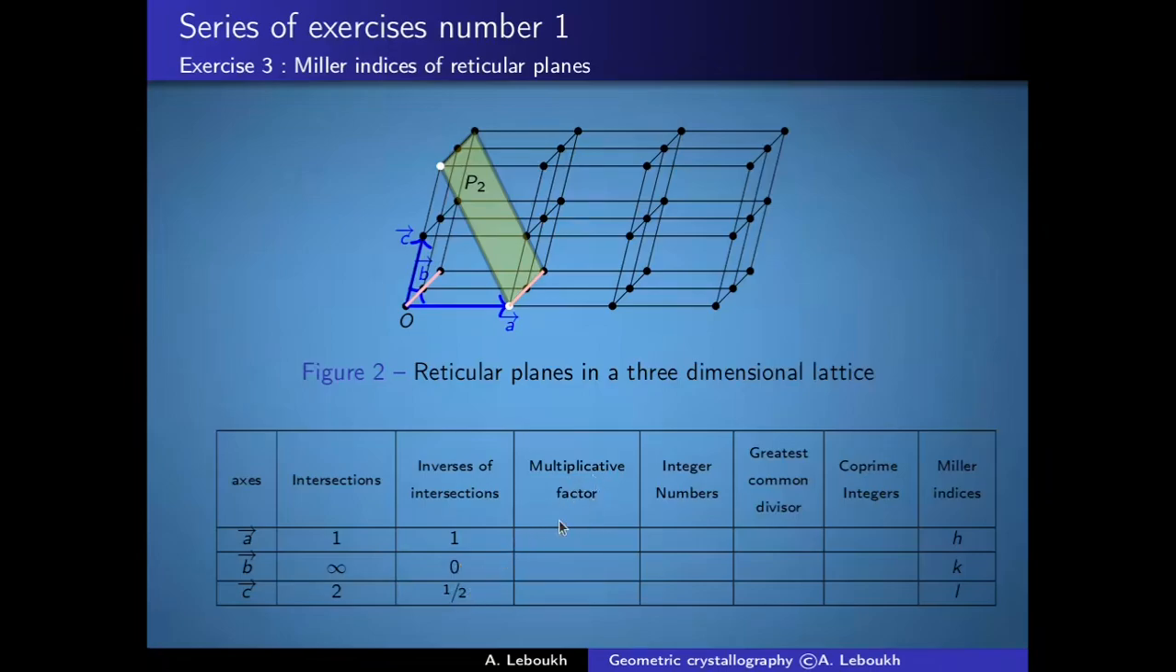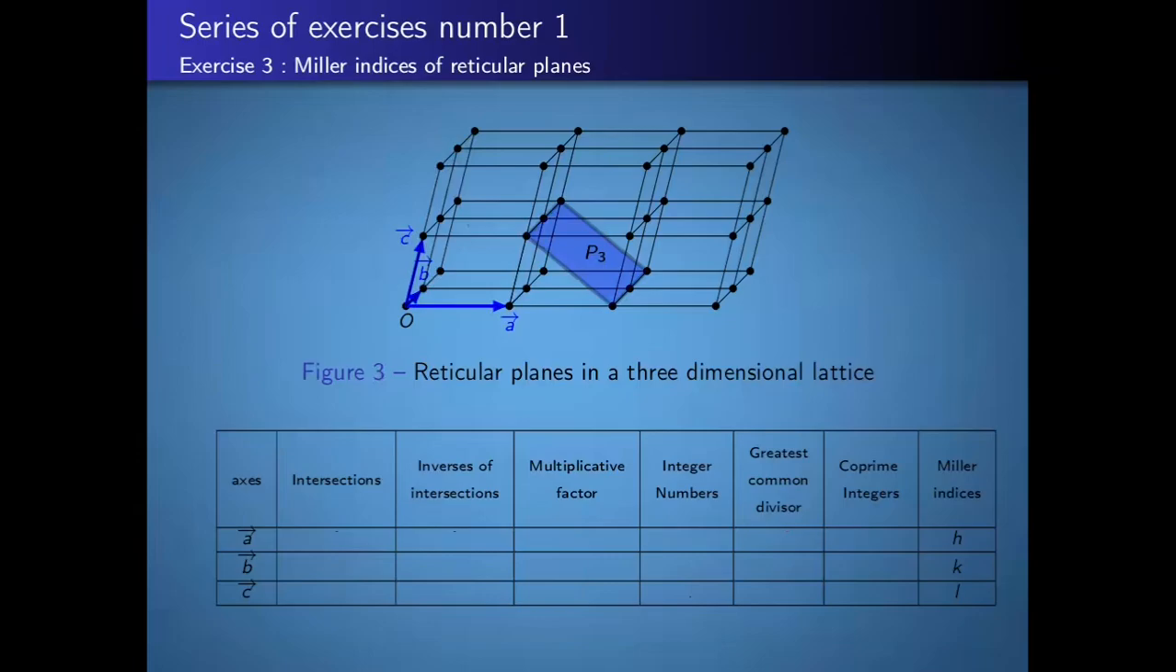The multiplicative factor to find integer numbers from this is 2 here also, because we have a fraction with 2 in the denominator. And we find the integer numbers which are 2, 0, 1, and the common divisor here is also 1, and these numbers are the coprime integers. So these numbers are the Miller indices.